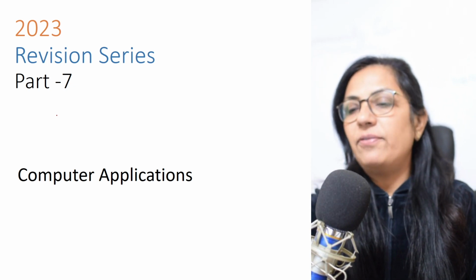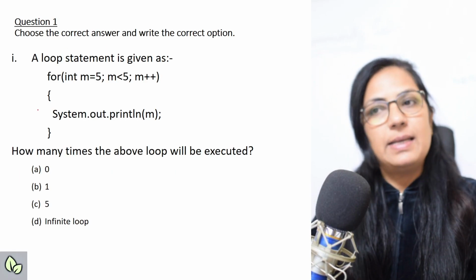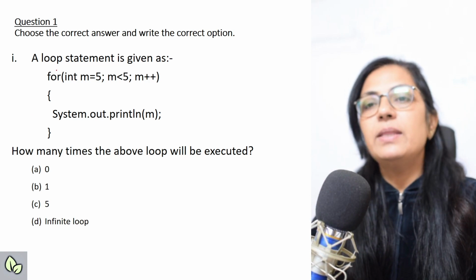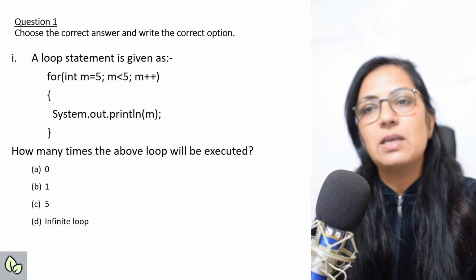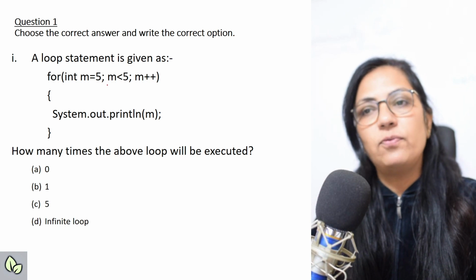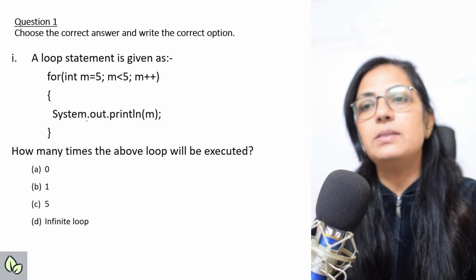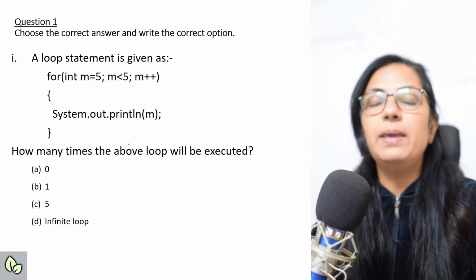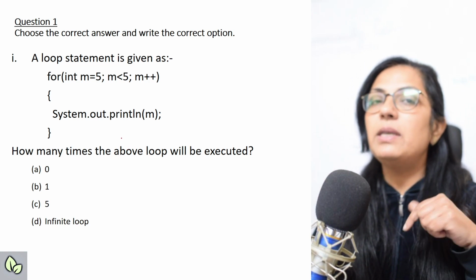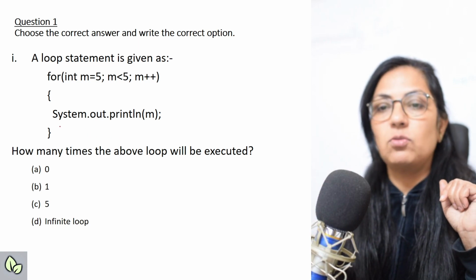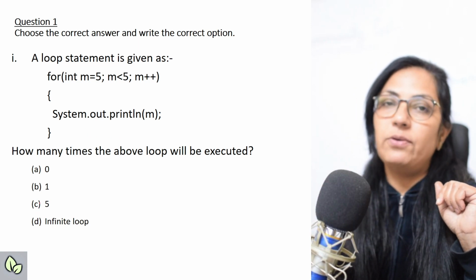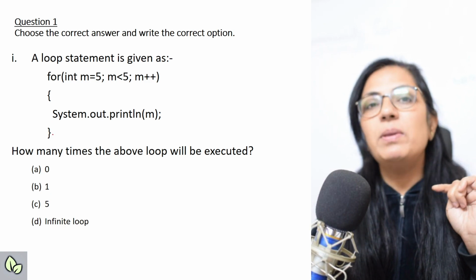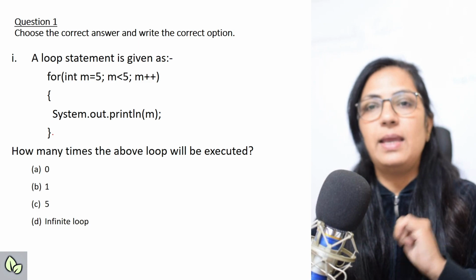So we start with our first question. Choose the correct answer and write the correct option. Obviously, question number 1, you have MCQs. The question says a loop statement is given as for int m equals to 5, m less than 5, m plus plus, System.out.println m, and how many times the above loop will be executed. You have to tell how many times the body of the loop will be executed. 0, 1, 5 or infinite loop. Children, please pause the video here and check how many times this loop will be executed and then again resume.